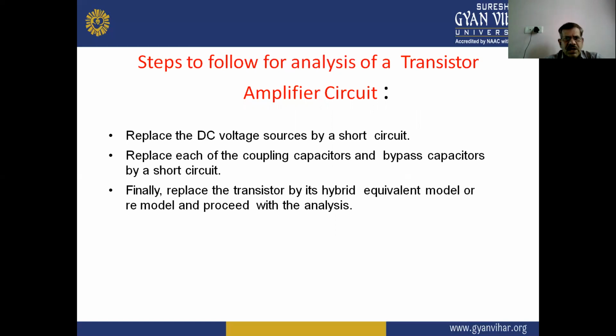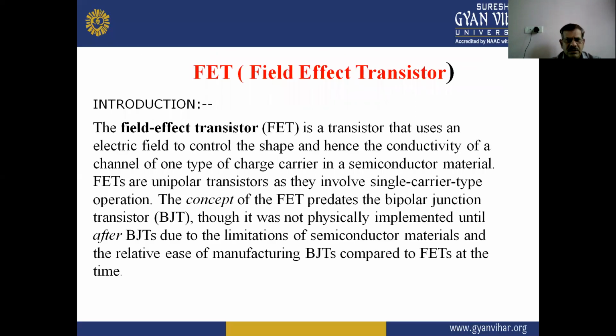So there are some steps to follow for analysis of a transistor amplifier circuit. First, we replace the DC voltage source by a short circuit. Second, replace each of the coupling capacitors and bypass capacitors by a short circuit. And finally, replace the transistor by its hybrid equivalent model, or re model, and proceed with the analysis.